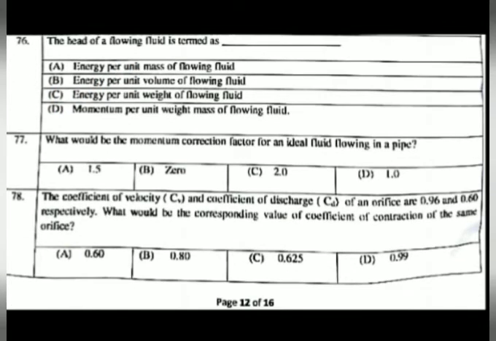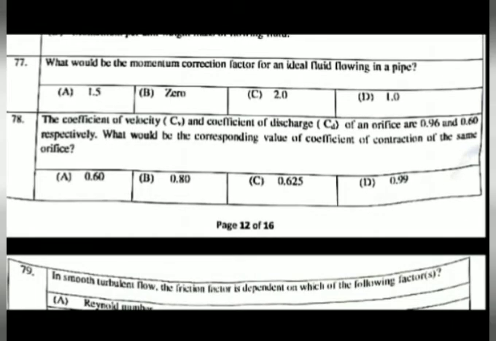What would be the momentum correction factor for an ideal fluid flowing in a pipe? And the right answer for this question is 1. The coefficient of velocity and coefficient of discharge of an orifice are 0.96 and 0.60 respectively. What would be the corresponding value of the coefficient of contraction of the same orifice? And the right answer for this question is 0.625.